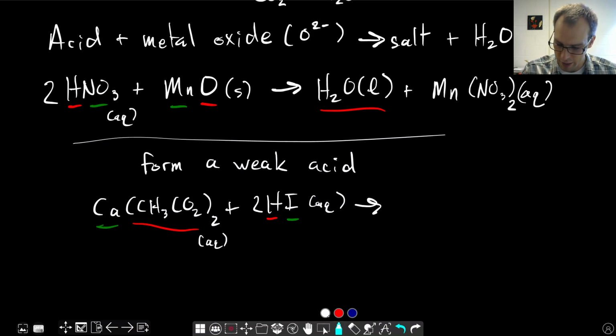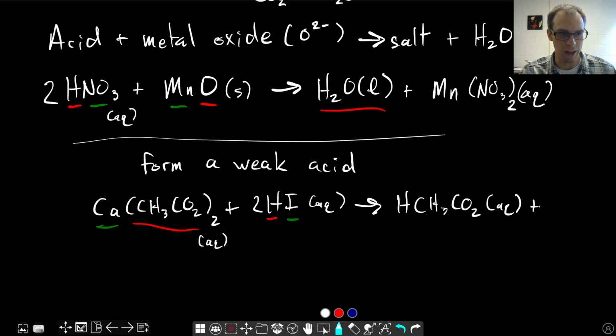So we will get HCH3CO2. And this will be aqueous, but it will not dissociate because it's a weak acid. And then we'll also get our calcium iodide. And this is not one of our exceptions with iodide, so this one's also aqueous. And so we're going to form a weak acid, and this is going to stay associated.